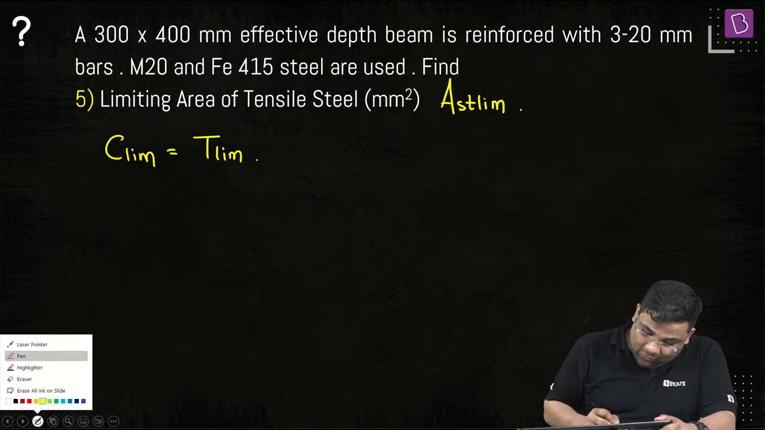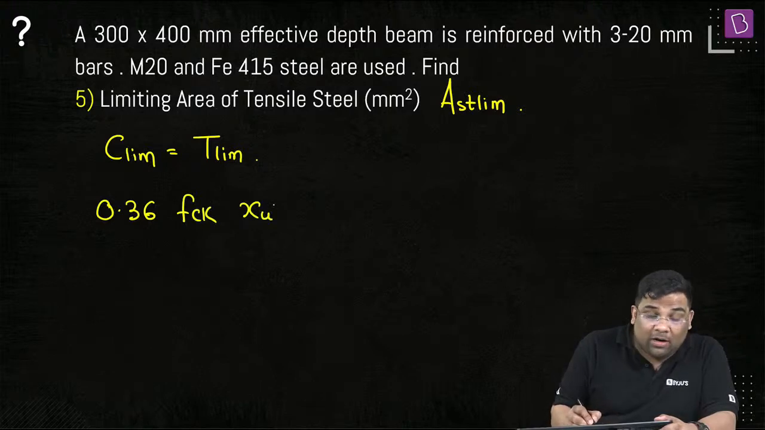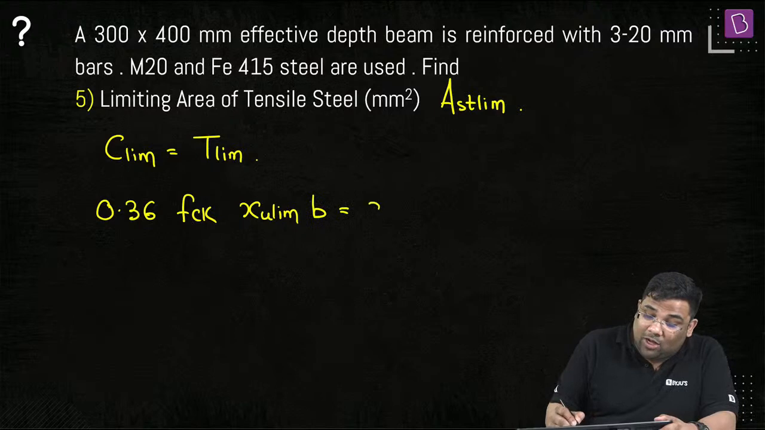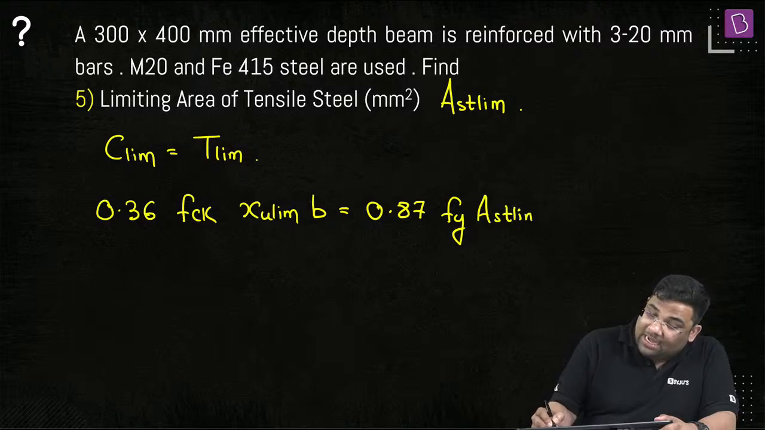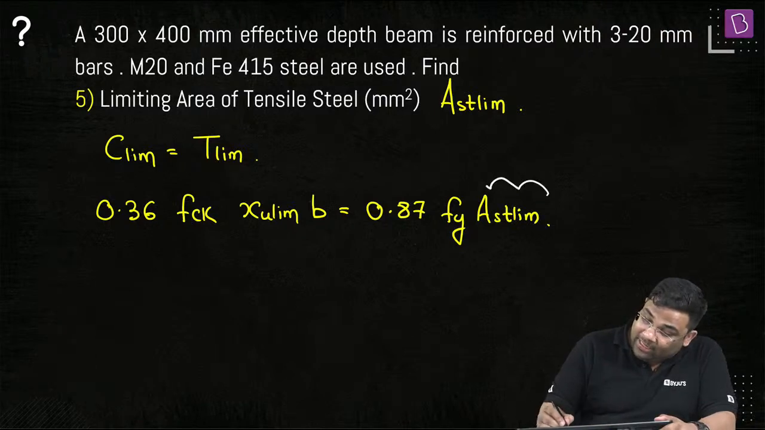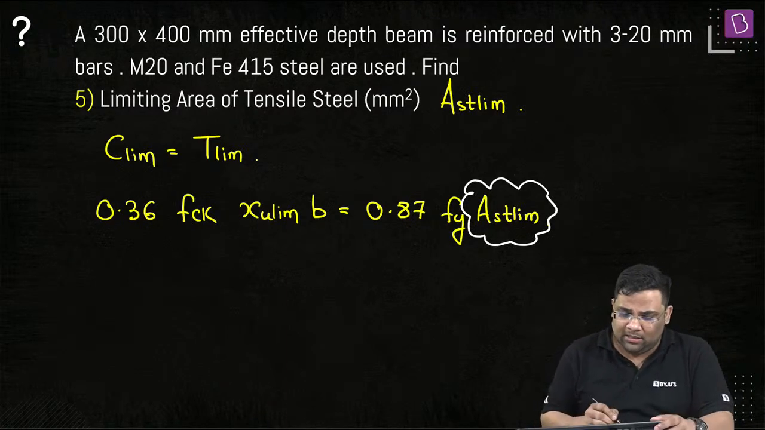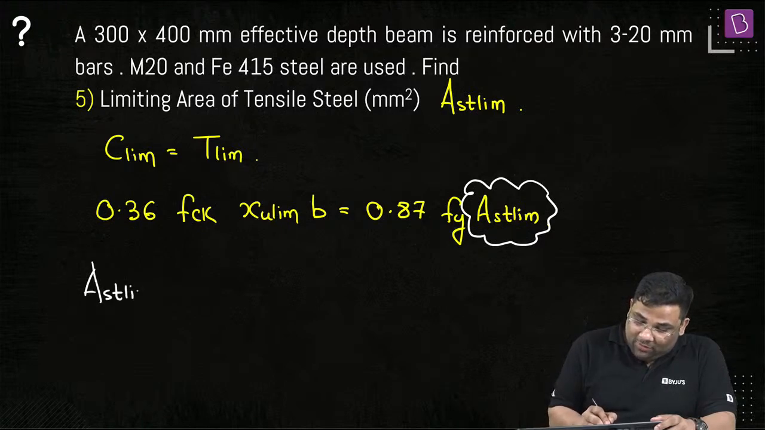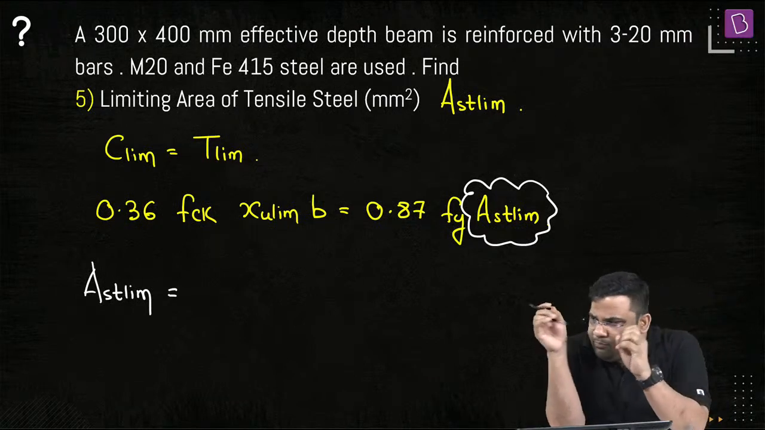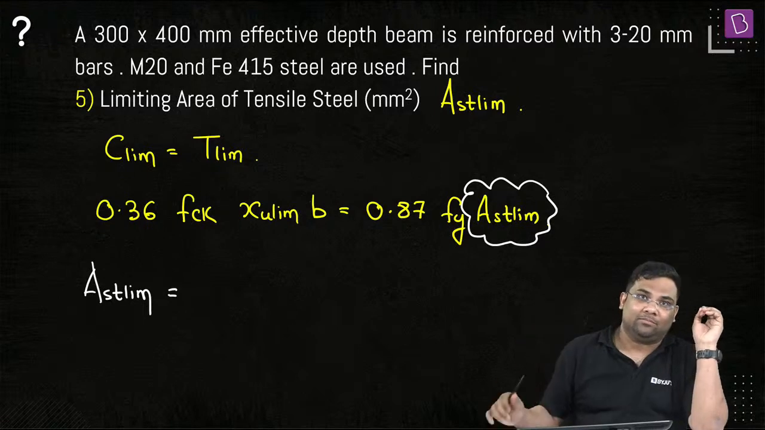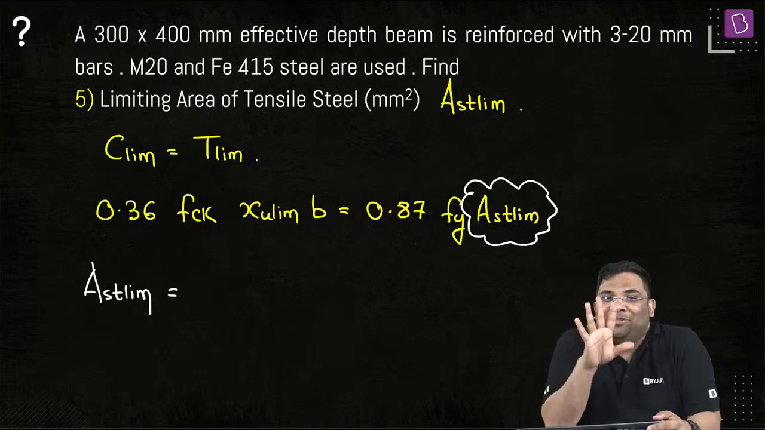C limiting is 0.36 FCK, and in place of XU, put XU limiting, then B. That is equal to 0.87 FY into AST limiting. And I can find out this AST limiting easily, the formula is there. Therefore it is important not to remember too many formulas. Remember few formulas and smartly apply them to different conditions.